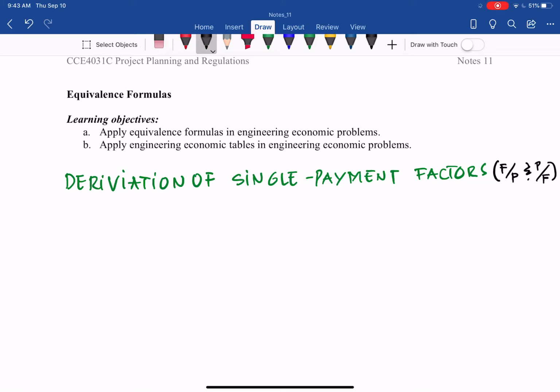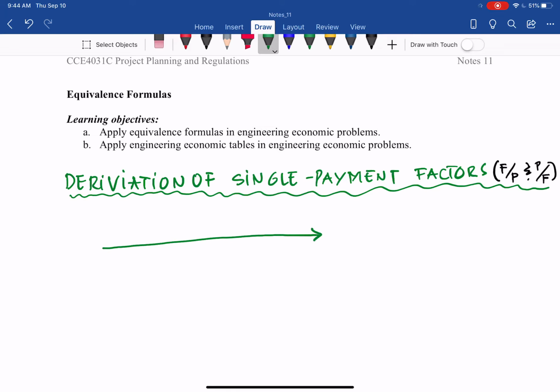In this class, F stands for future value and P stands for present value. For those of you who are not familiar with P and F, go see the first lesson video for today's class, where we define what F and P are. So let's draw a representative cash flow diagram for these scenarios.